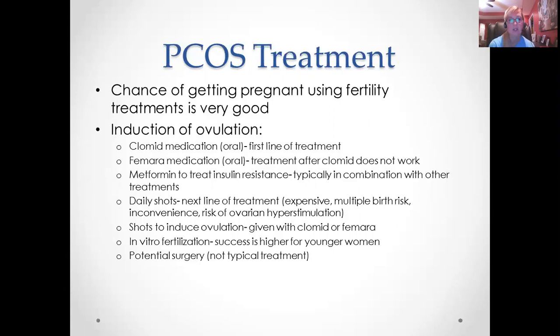There are also shots to induce ovulation, which is what we had. They're given with Clomid and Femara. They're called a trigger shot. You take your Femara, you wait so many days, then you put the trigger shot right in your stomach after you have an ultrasound to see if you have any eggs that may possibly release that month. Then you can also go to IUI, intrauterine insemination, and in vitro fertilization.